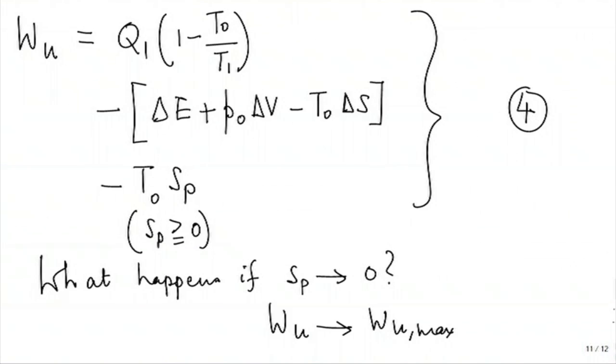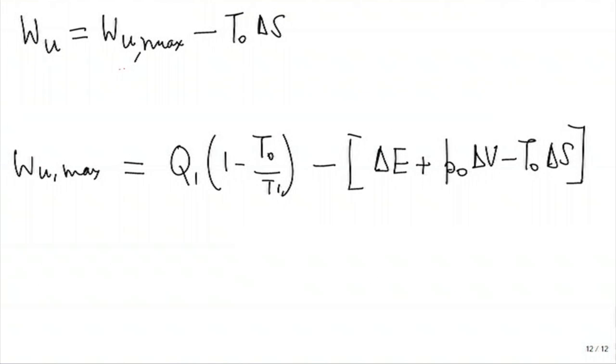Okay. Now, I will take a break for a few minutes and I will be back with you, but till then just absorb all this algebra that we have done so far. In particular, realize that we wanted a direct relationship between W u and S P, which we have obtained. And then these first two terms we have called W u max and rewritten this as W u is W u max minus T naught S P. And the definition of W u max is also seen here. Just wait a few minutes, I will be back with you.